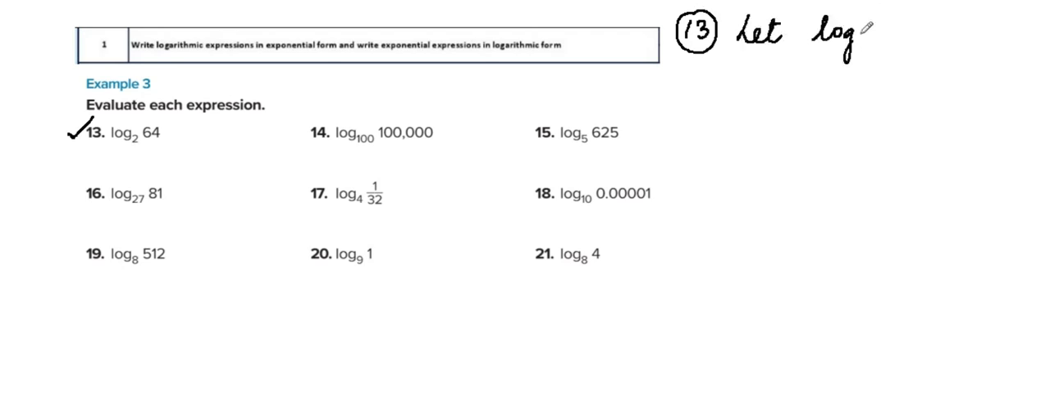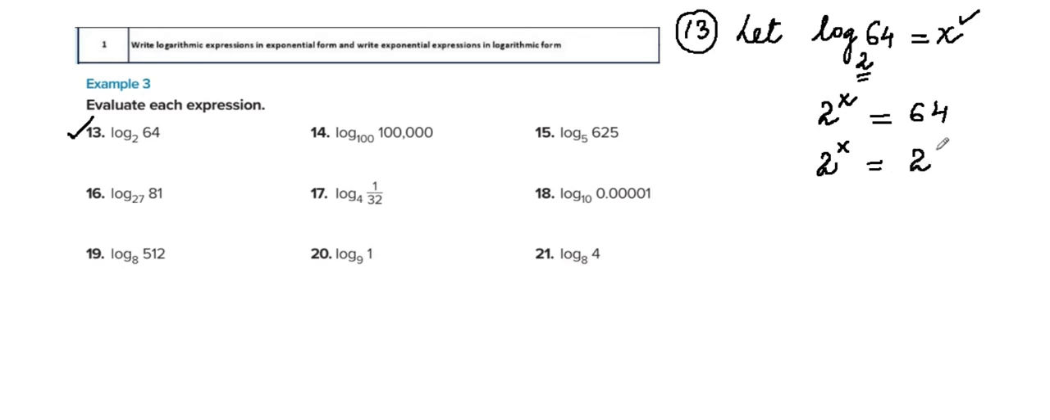log 64 at the base 2 is equal to x. Now we have to change this into exponential form. This is the base, and the value this represents the power, the exponent, is equal to 64. Change 64 into the power of 2, so it will become 2 power 6. The base is the same, so x is equal to 6, so the answer is 6.